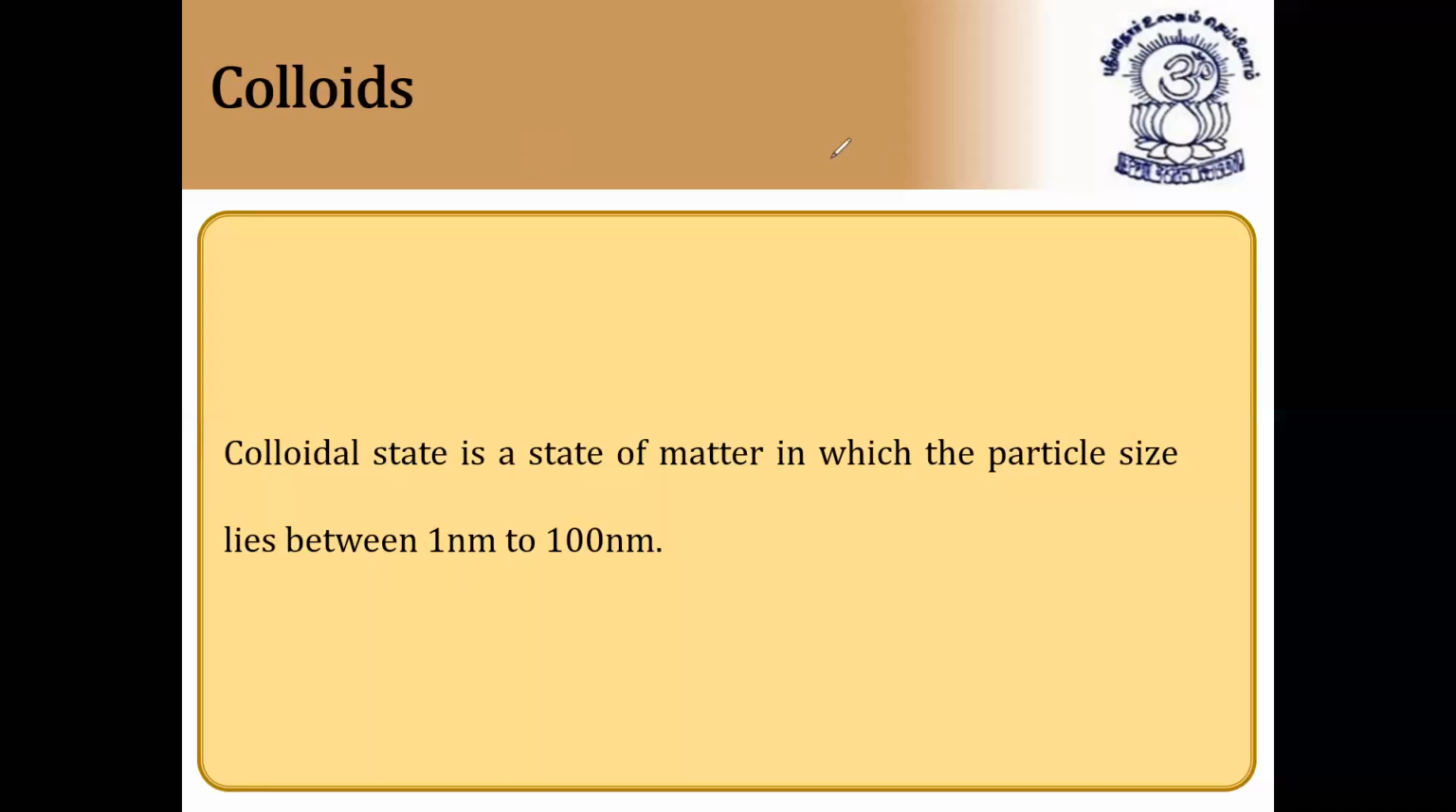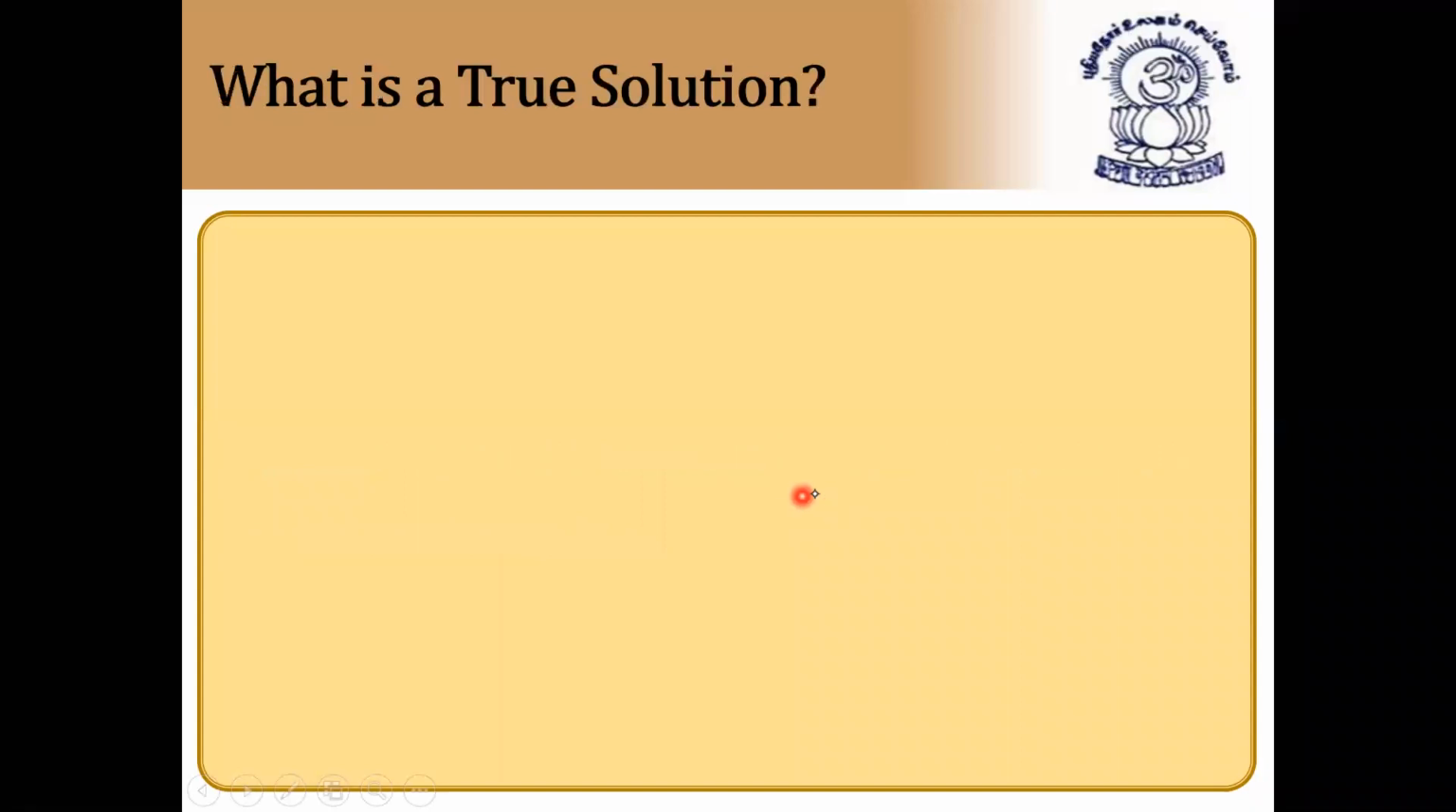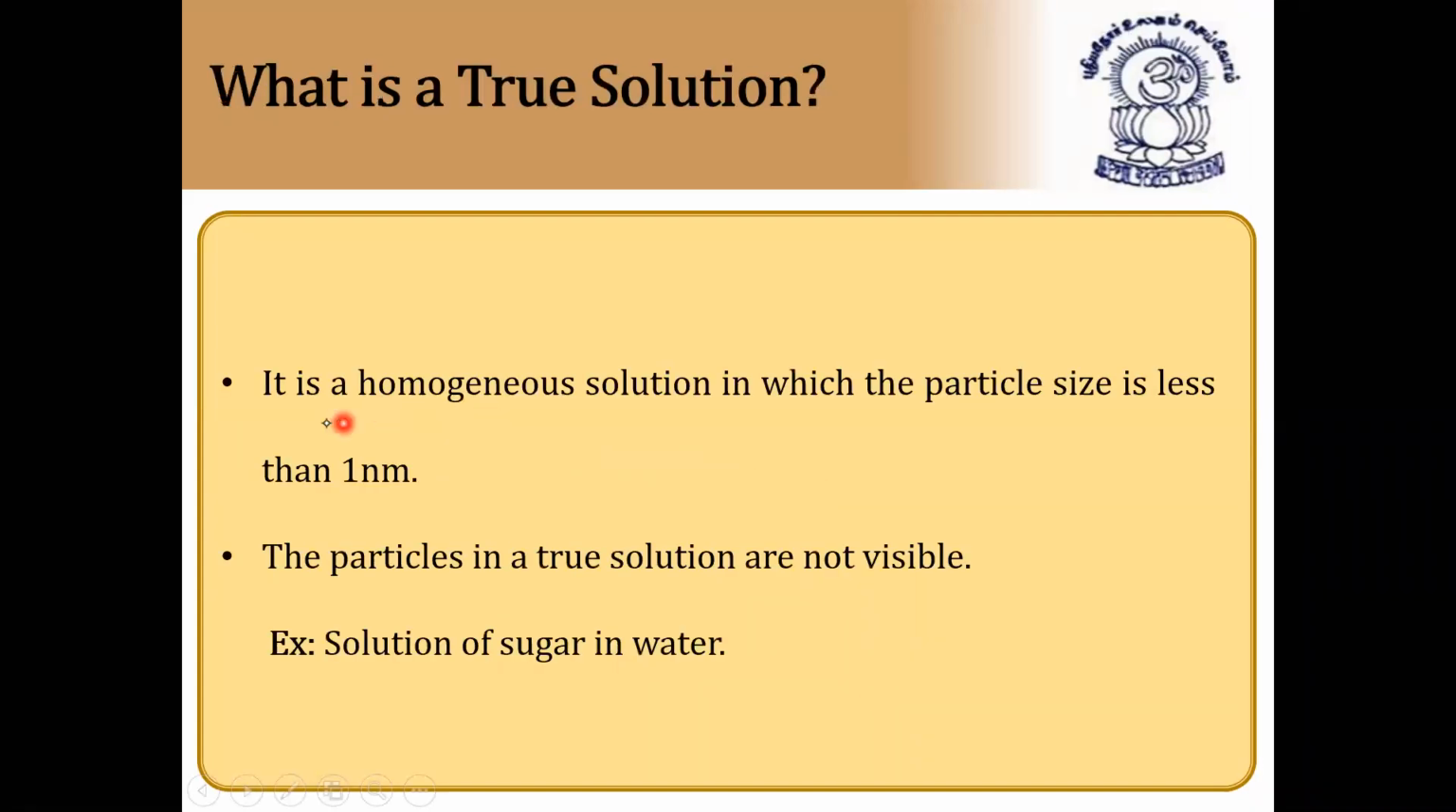Continuation of colloids. What is a true solution? Because in colloids, definitely we have to discuss solutions. What is a true solution? It is a homogeneous solution in which the particle size is less than 1 nanometer. A true solution is a homogeneous solution. Homogeneous means the particles are uniformly spread in the solution. That's why it is called a homogeneous solution.